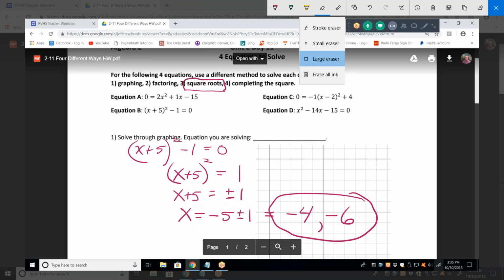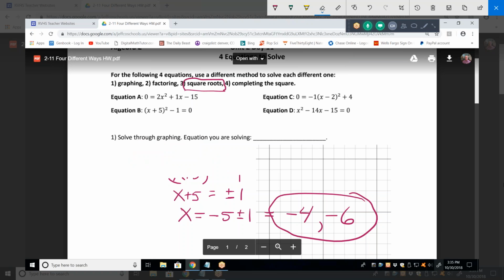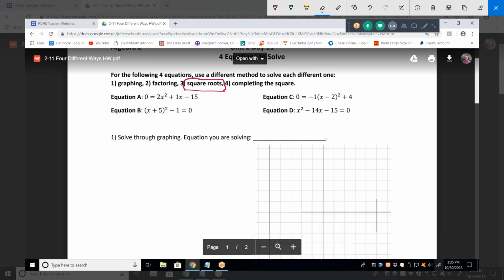Okay. So notice that I didn't have to do any factoring. I didn't have to do any graphing. I didn't have to do any completing the square. Because all I had to do was put the number on one side and take the square root of both sides. All right.